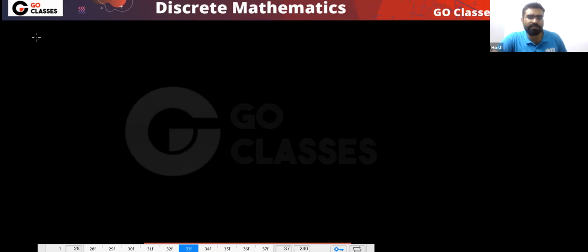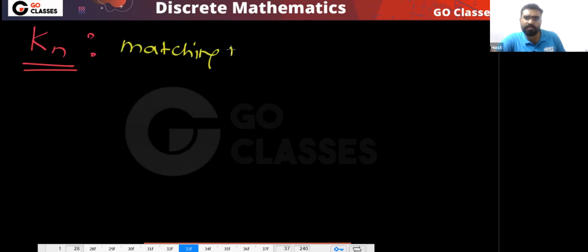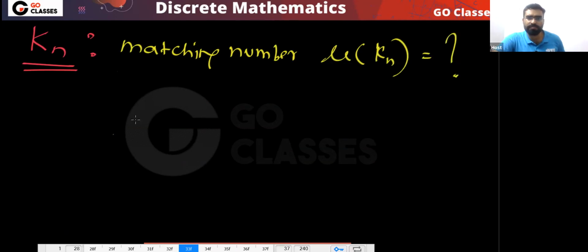So tell me, if I have a complete graph, what is the matching number? Matching number means the size of the largest matching. What is the matching number for the complete graph on n vertices? Think about it. The size of the largest matching in a complete graph.